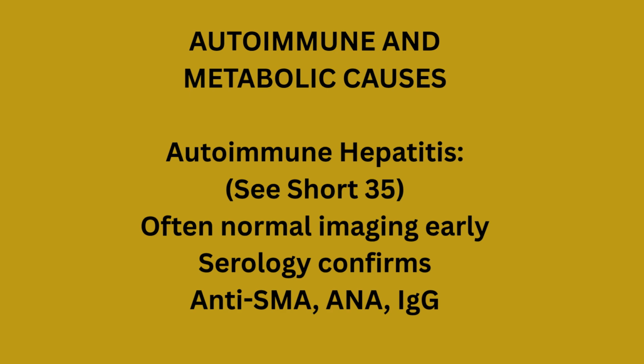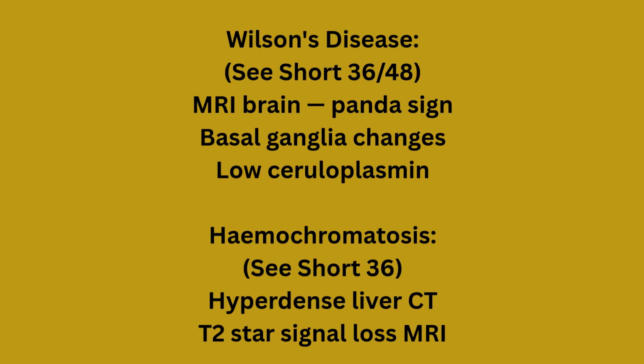Autoimmune and metabolic causes: autoimmune hepatitis and primary biliary cirrhosis often show completely normal imaging early. Serology confirms: anti-SMA, ANA, elevated IgG for AIH, AMA for PBC. Wilson's disease: MRI brain shows the panda face sign in the midbrain, basal ganglia T2 changes. Low ceruloplasmin confirms. Hemochromatosis: hyperdense liver on CT, dramatic T2 star signal loss on MRI. For details, see Shorts 35, 36, and 48.